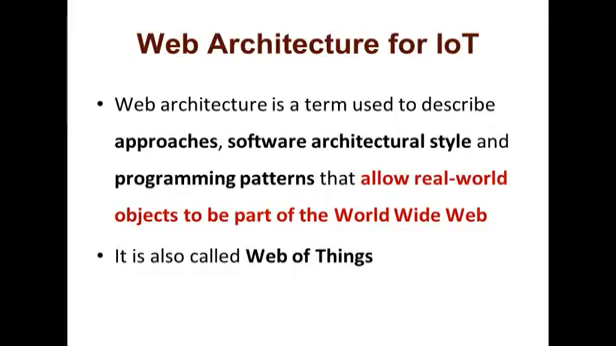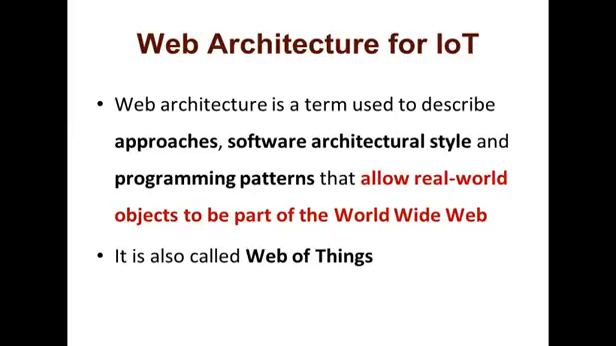So now I'll come to Web of Things. Web of Things is actually an architecture built for IoT. What is this? Web of Things is a term used to describe the approaches, software architectural styles, and programming patterns that allow real-world objects to be part of the World Wide Web.